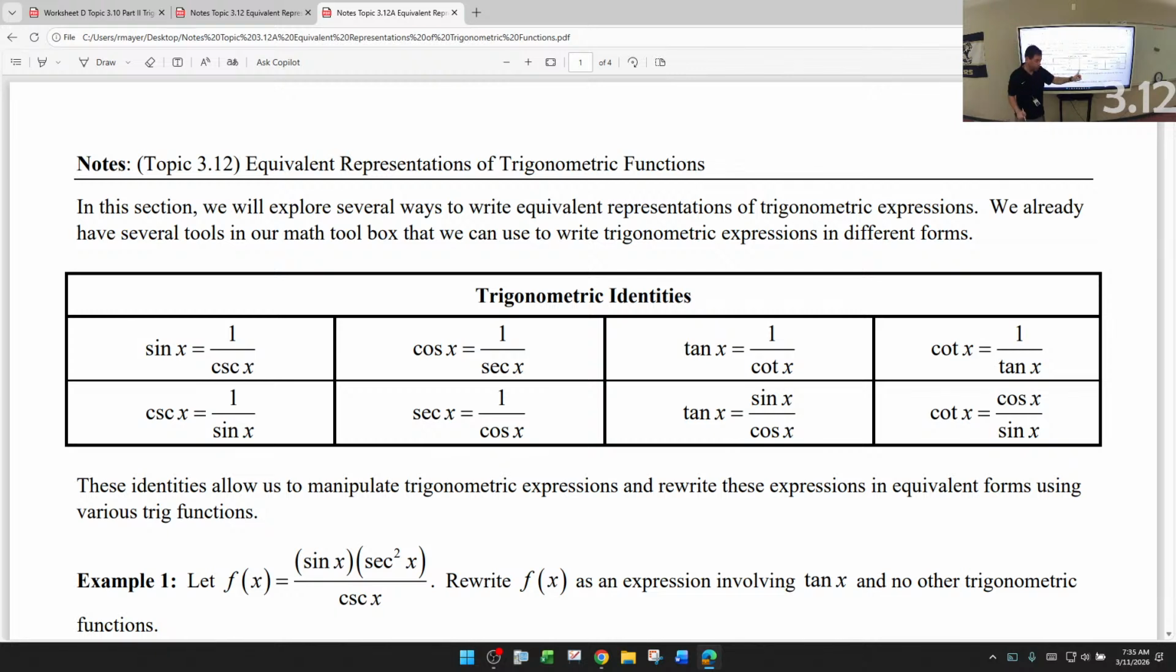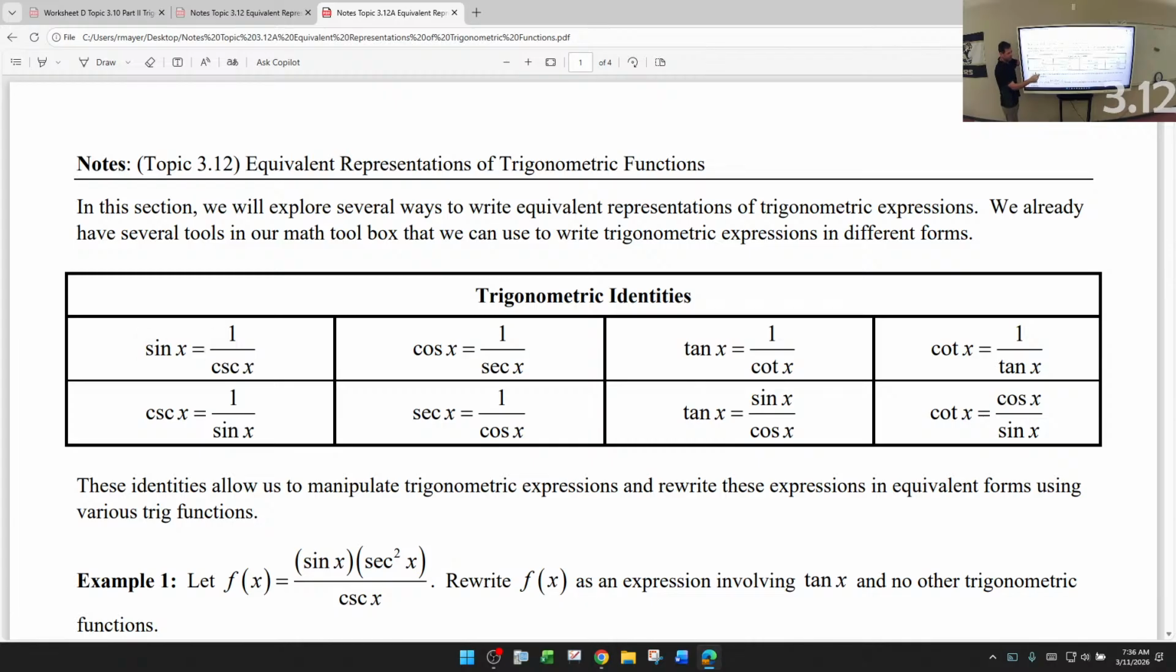Tangent can be two different ones. It can be 1 over cotangent, or it can be sine over cosine, either one of those. And then cotangent is 1 over tangent, or cosine over sine, either one of those. So those six, you already know, okay? Those are trig identities, and the reason they're identities is because they're equivalent ways of writing the same thing. This equals this, just like sine of pi over 2 equals 1.